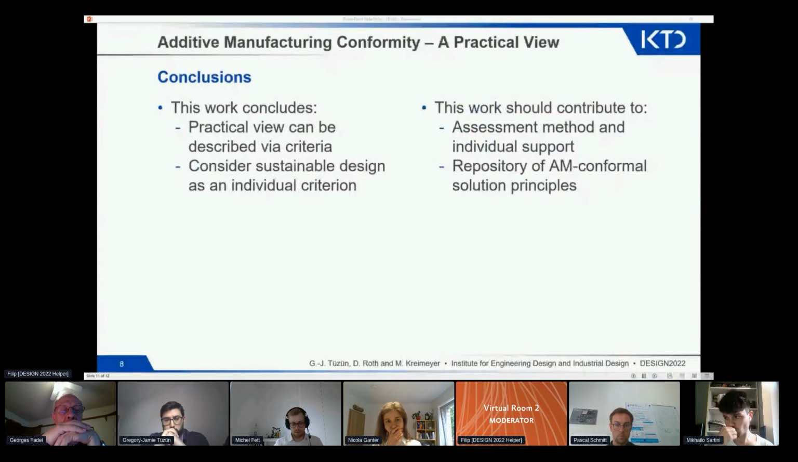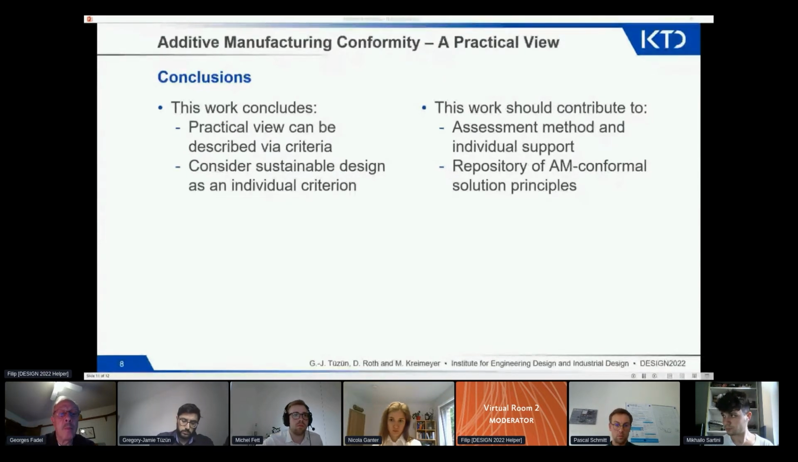From our point of view, a designer needs to reflect on manufacturing constraints and function fulfillment early on. And criteria assist in assessing AM conformity and therefore considering function-related restrictions in theory and in practice. Furthermore, sustainable design should be taken into account, which requires appropriate design guidelines and further research.